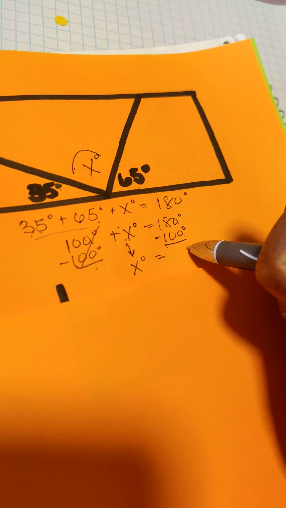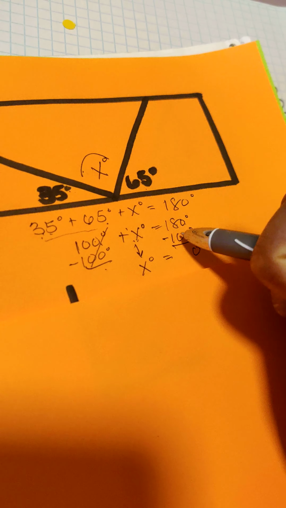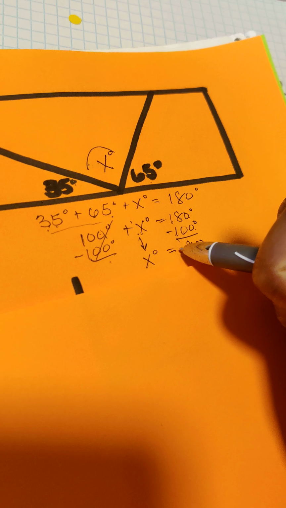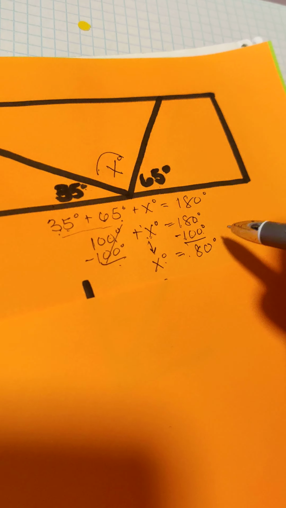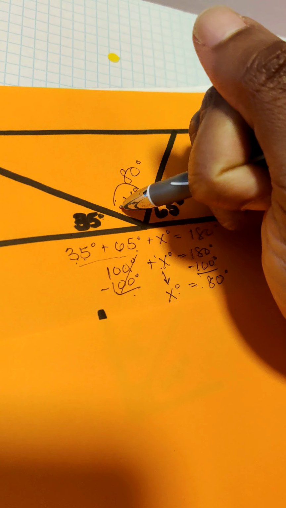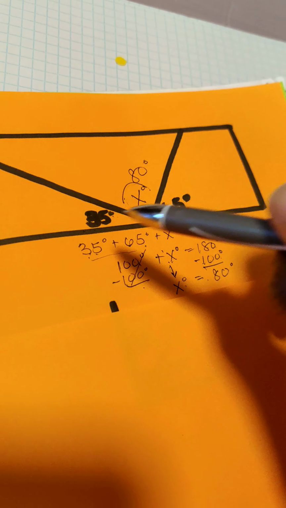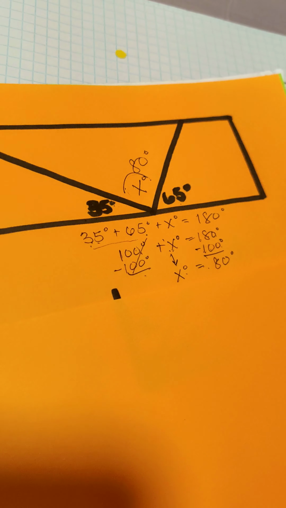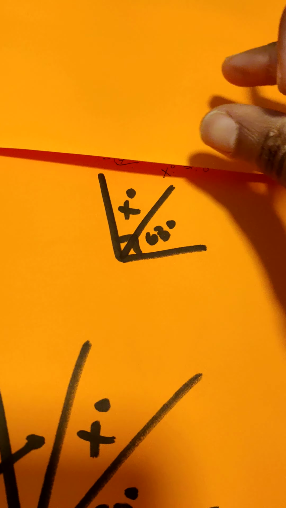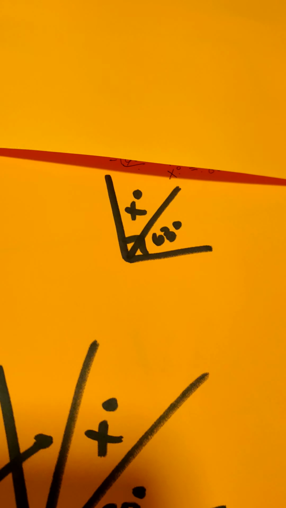0 take away 0 is 0. That's easy. 8 take away 0, that's 8. 1 take away 1 is 0. I'm not going to bother writing it down. x is equal to 80 degrees. So that is what this angle is equal to. If I were to add these up, I'll get to 180 so that I know that I've done it correctly. All right, let's move on down to the next type of problem that gave some people some issues.